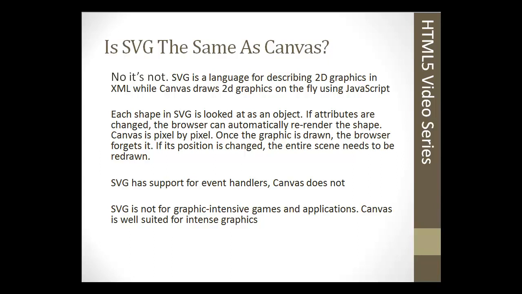Each shape in SVG is looked at as an object. If attributes are changed, the browser can automatically re-render the shape. Canvas is pixel by pixel. Once the graphic is drawn, the browser forgets it. If its position is changed, the entire scene needs to be redrawn. Okay, so the browser will re-render the SVG graphics. It'll forget the canvas.